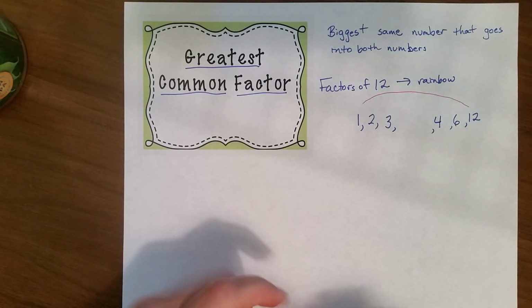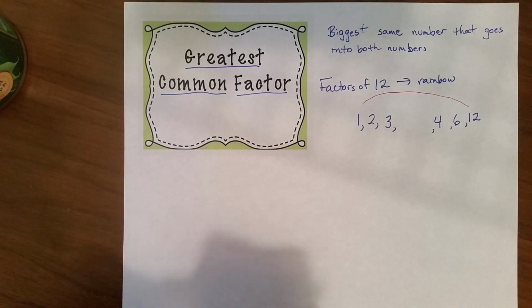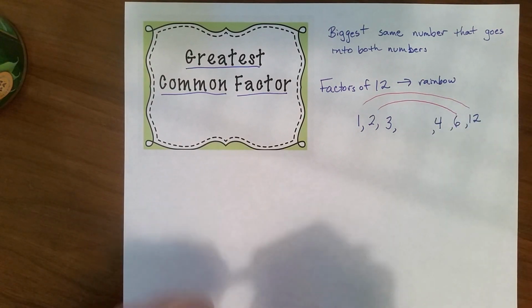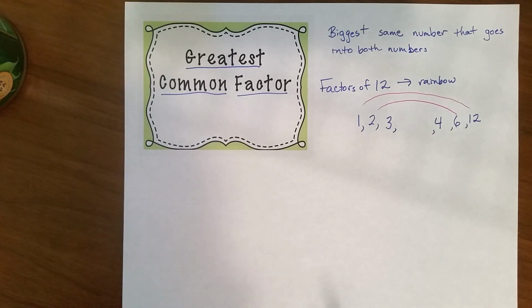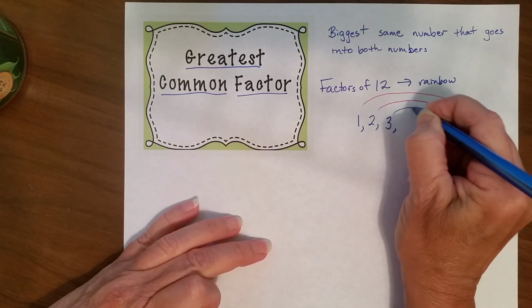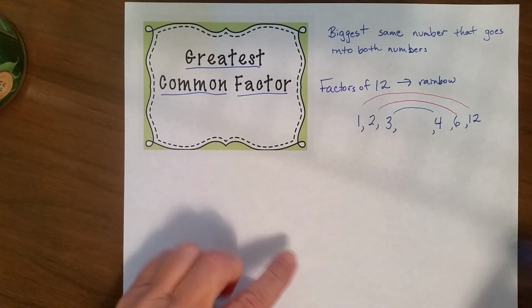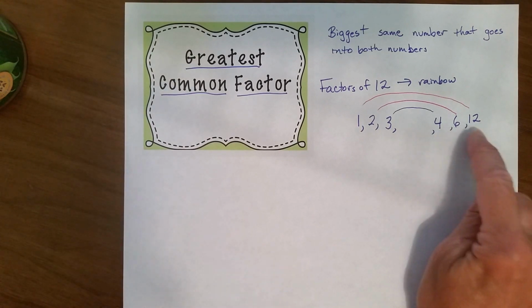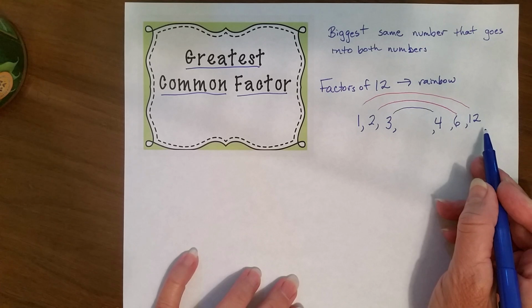So far we have 1 and 12. We have 2 times 6 is 12. We have 3 times 4 is 12. And those are the only numbers that are factors of 12, because once I go past 1, 2, 3, I'm back to 4, and then I'd be at 4, 6, 12. So the factors of 12 are this.